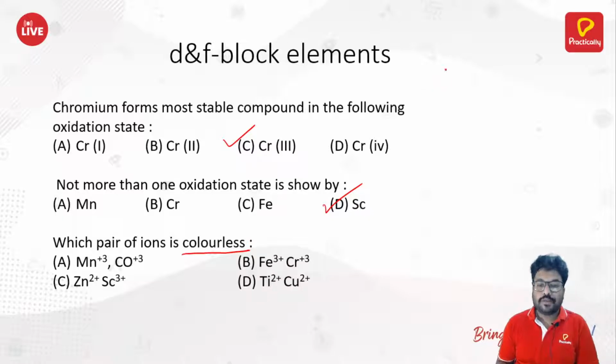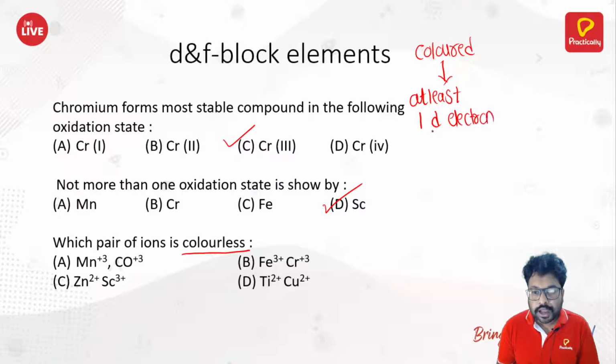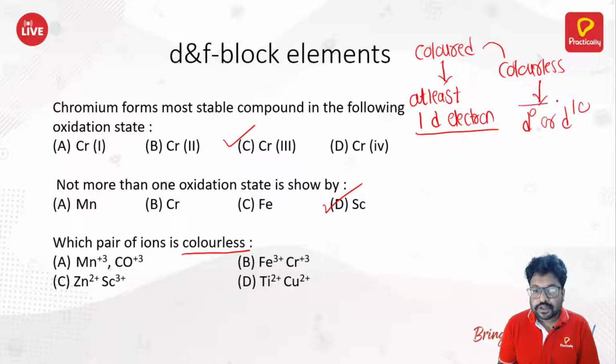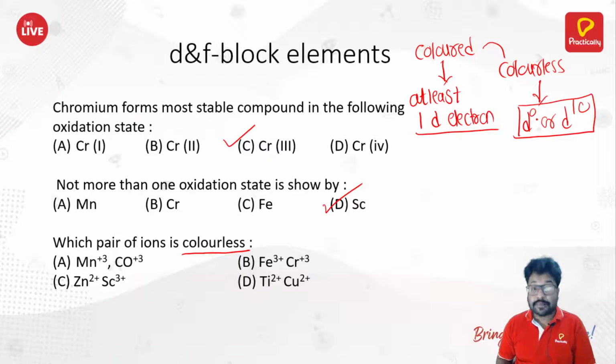Now, let me tell you, for any compound to be colored, it should have at least one d electron. That means colorless compounds are either d0 or d10. So d0 and d10 systems are colorless. Okay, so let's see one by one.